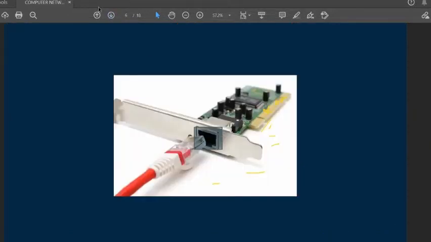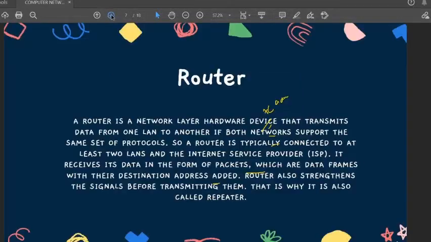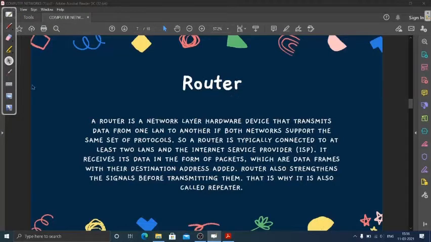Okay, so let's move to the next networking device, that is router. Let's start with the router. If you have watched my earlier video, in the second part, I discussed all the network topologies. There I have already used this device router, if you remember, in ring topology. There every computer was attached with a router.